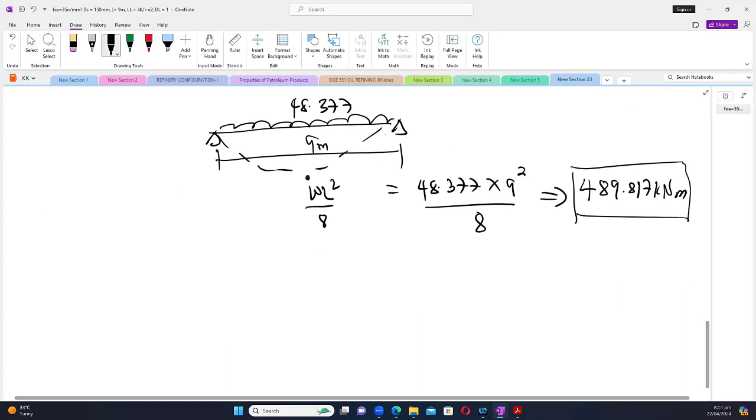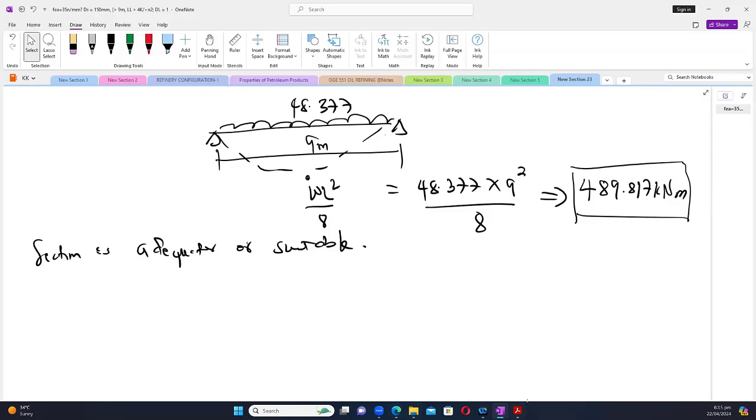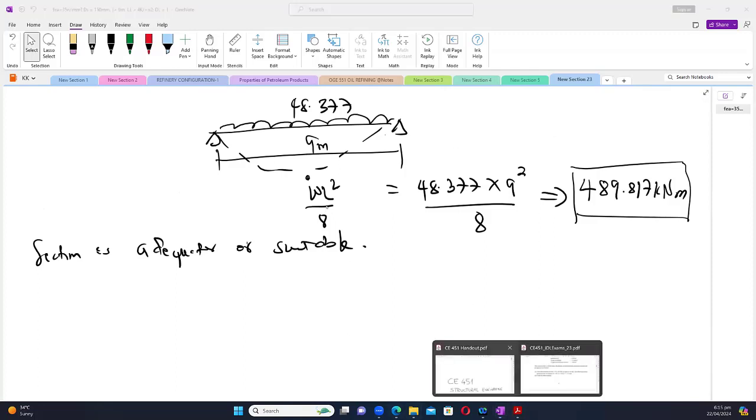So it means the section is adequate or suitable. Okay, so we are done with part 1. So let's go to part 2.